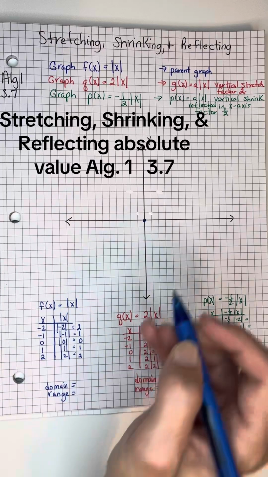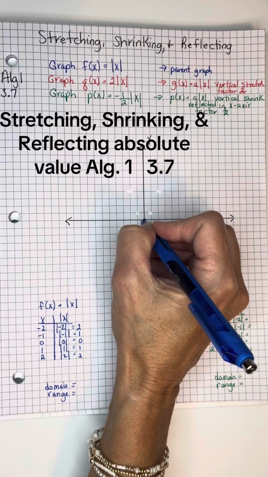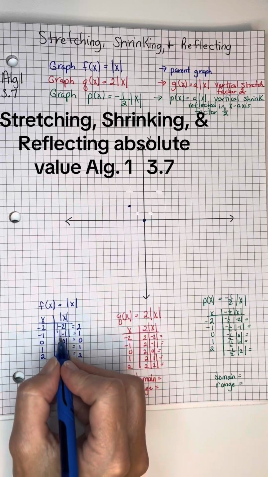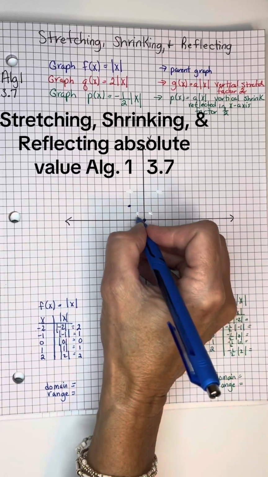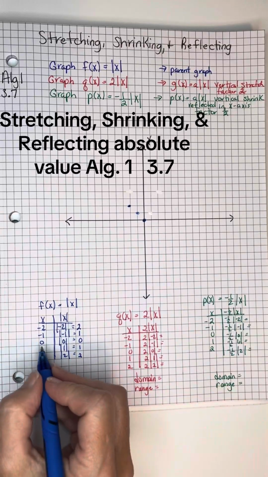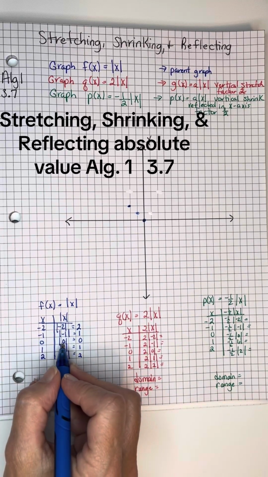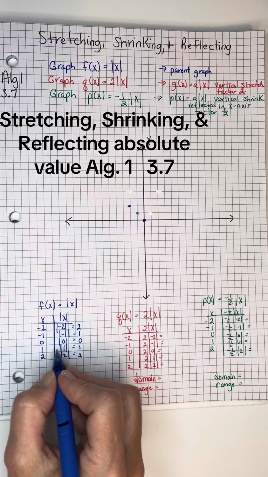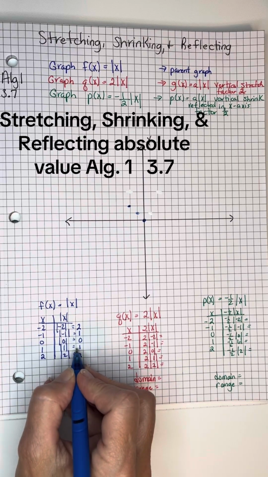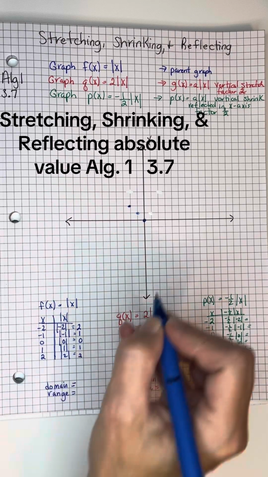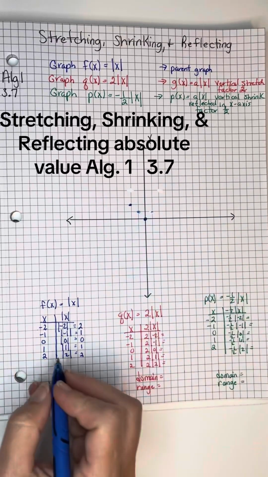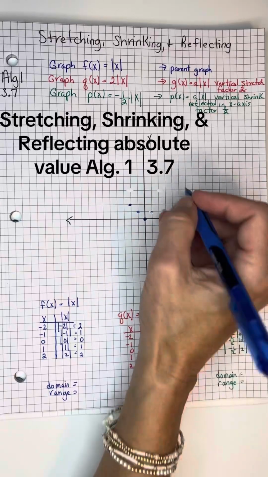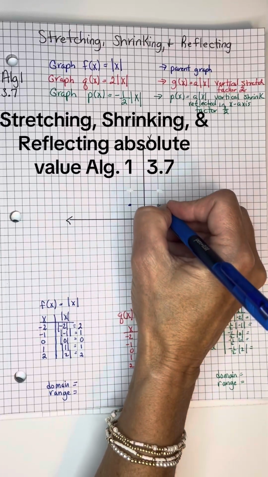So -2, 2 would be, let's see, left 2 up 2 here. And then -1, absolute value of -1 is 1, so that's -1, 1. And then 0, the absolute value of 0 is 0, so you got your origin. And then you have 1, the absolute value of 1 is 1, because it's 1 away from 0 on the number line, so that's 1, 1. And then the absolute value of 2 would be 2, 2. So you have 1 here.